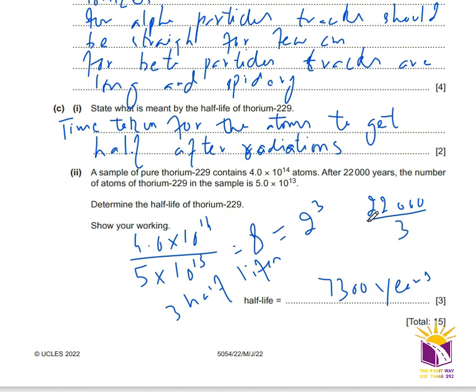First of all, we divided our pure sample by the remaining sample, and we get the answer 8. 8 means 2 power 3, which means that 3 half-lives have gone. So 22,000 divided by 3 will be equal to 7300 years.